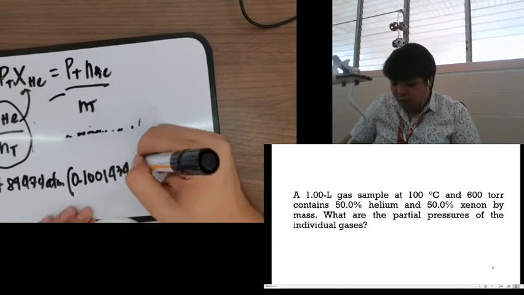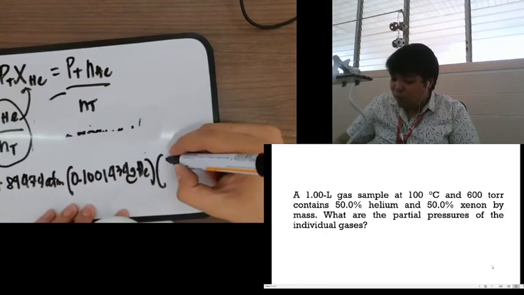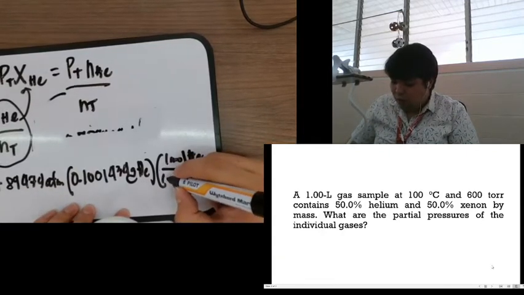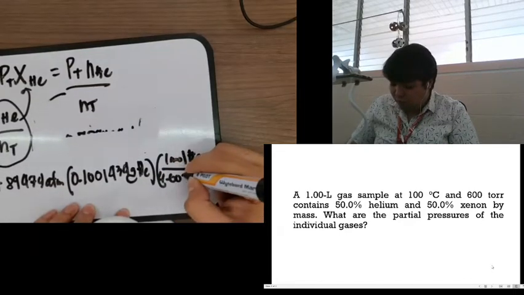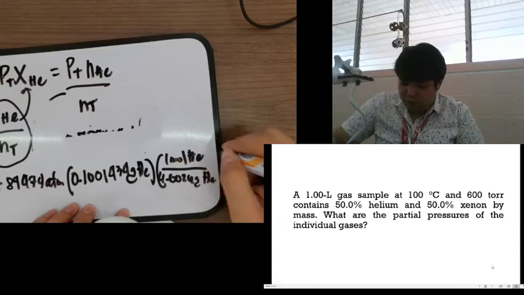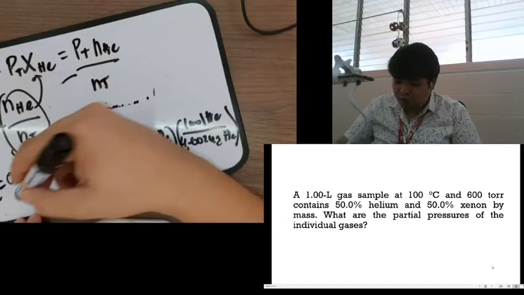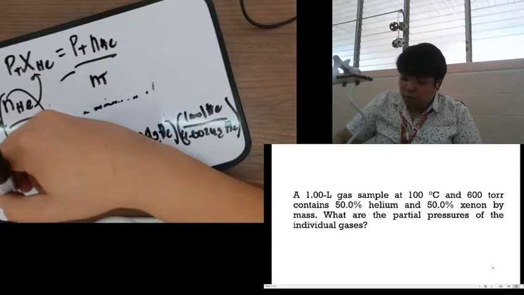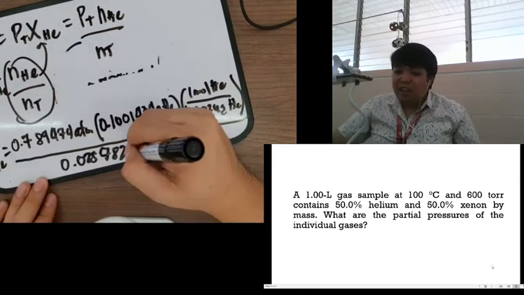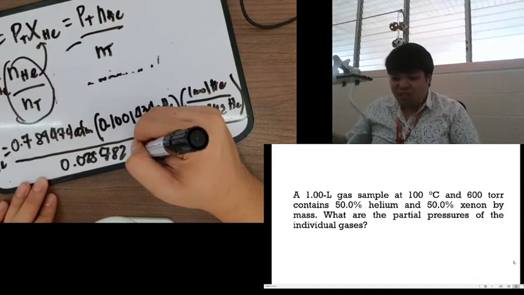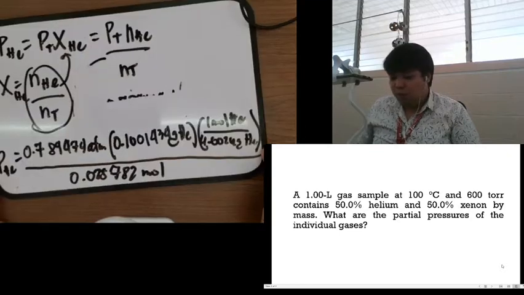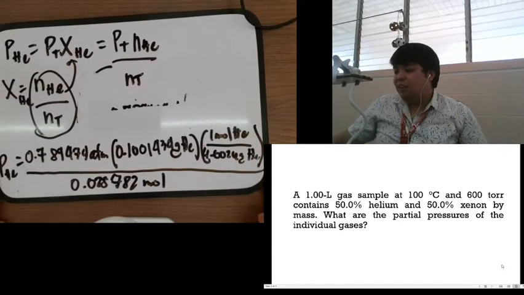0.1434 grams helium. So, convert to mole, 1 mole over 4.0026 grams helium, divided by the total number of moles, which is 0.025782 mole. Okay, so I'll type it and plug it into my calculator, then I'll be right back.